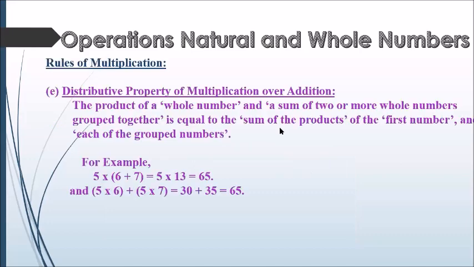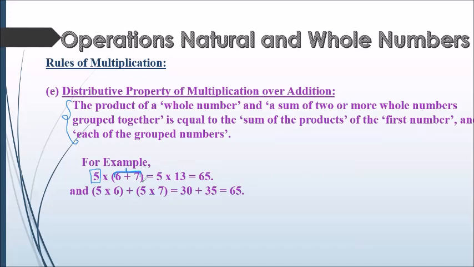Okay, now look, distributive property of multiplication is that, look carefully, you just ignore these first three lines. Don't read these three lines first. Just pay attention to the example first and then I'll explain the three lines. When you are multiplying a number, for example you are multiplying 5 by a group of numbers that are added together, which means that this is a group and this is a sum of two numbers, 6 and 7.